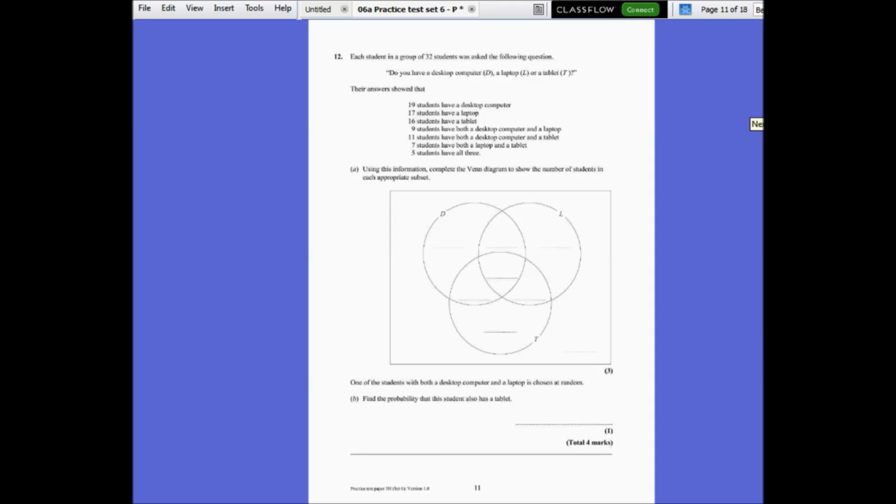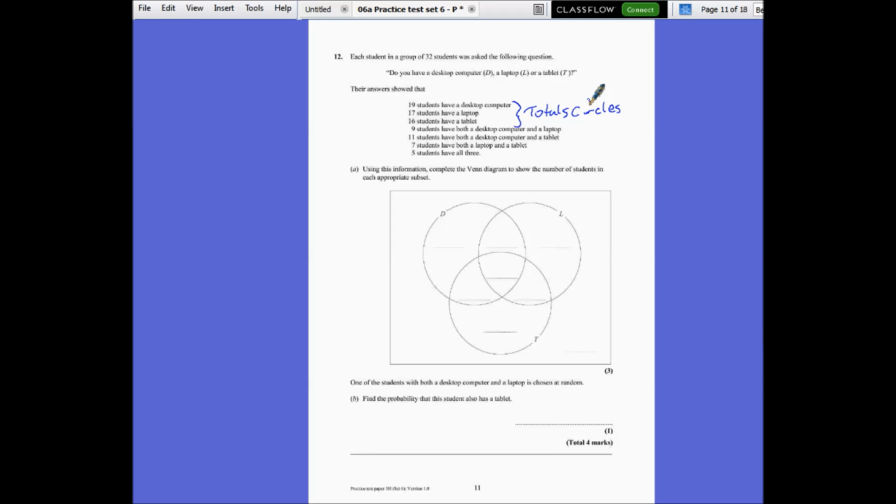Question 12. Each student in a group of 32 students was asked the following question. Do you have a desktop computer, a laptop or a tablet? And the answers are as shown. The first 3 statements are just the totals for each of the circles. So we know that the desktop computer circle must have 19 in it altogether, because 19 people had a desktop computer. The laptop one must have 17 in it, and the tablet one must have 16 in it.